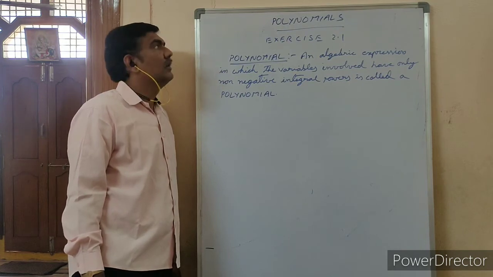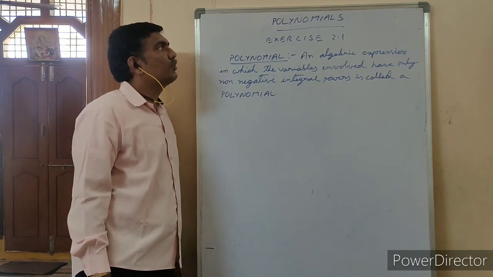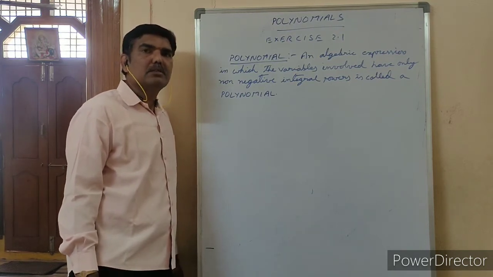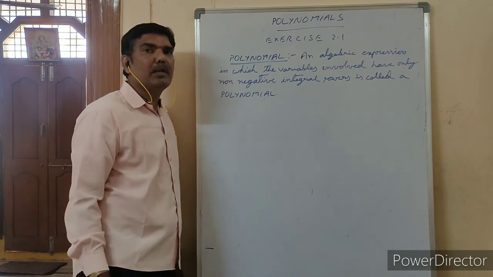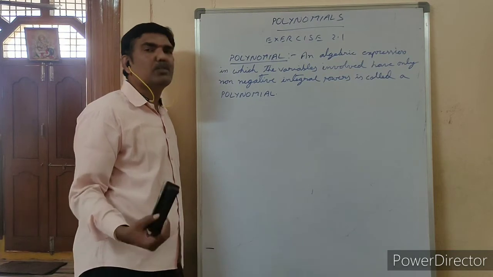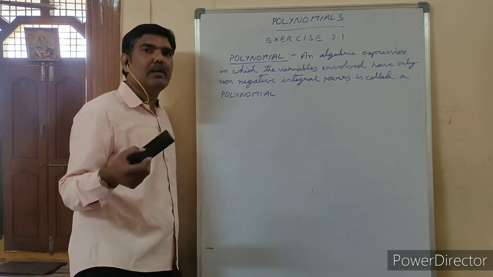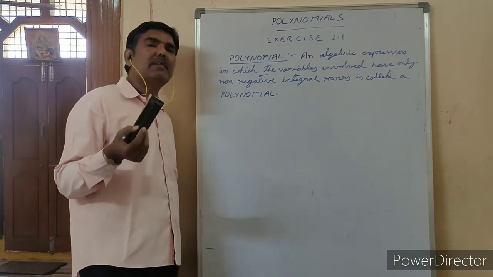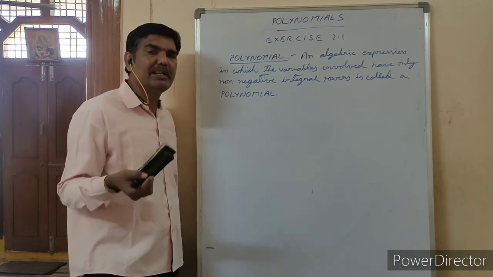Today we will start exercise 2.1 in polynomials. The chapter name is polynomial. Poly means plenty. Nomials means monomial, binomial, trinomial terms, which have one term, two terms, three terms, etc.